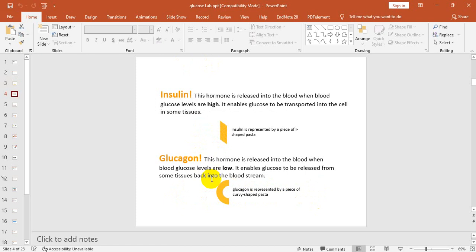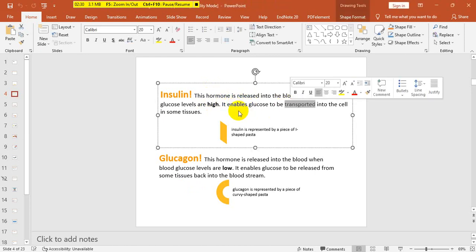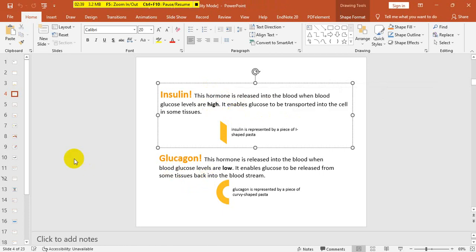What is insulin? Insulin is a hormone released into the blood when blood glucose levels are high. It enables glucose to be transported into the cell in some tissues.